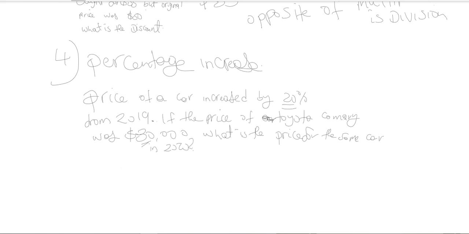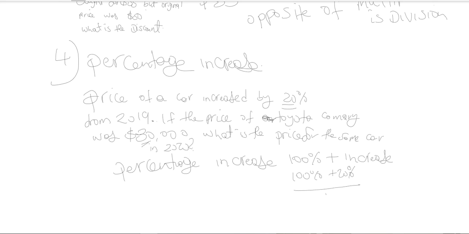Whenever it says percentage increase, all you have to do is take 100% plus the increase, which is 100% plus 20%, and then divide it by 100%, which is 1.2.